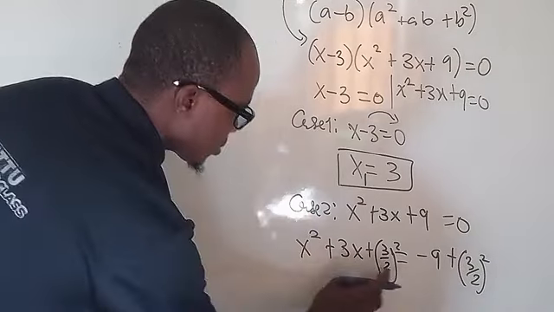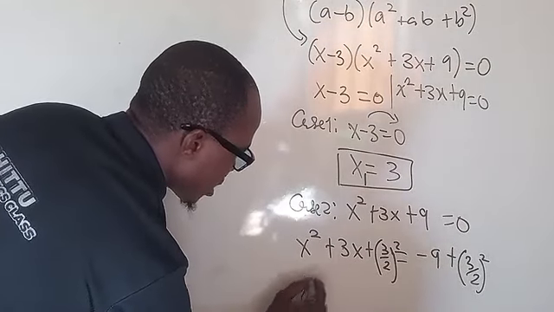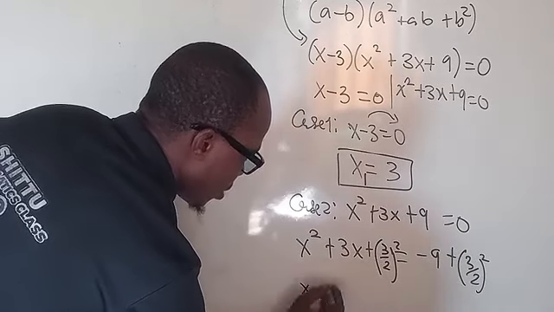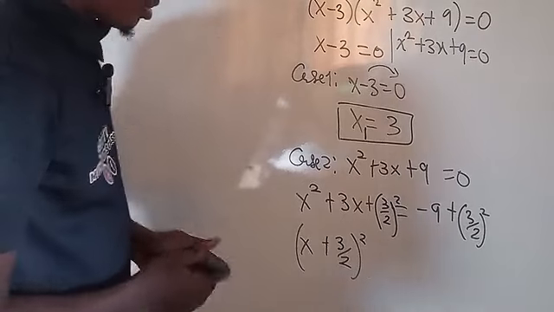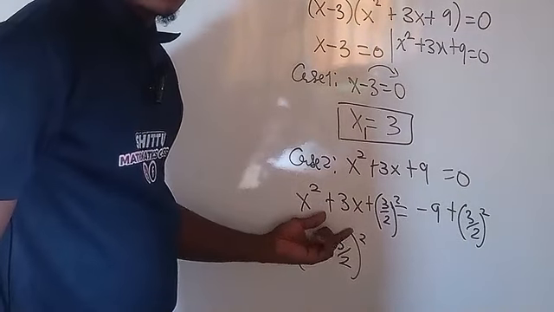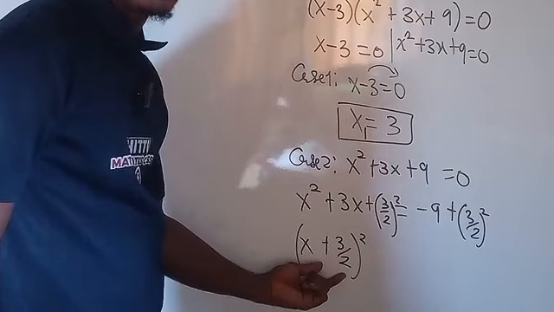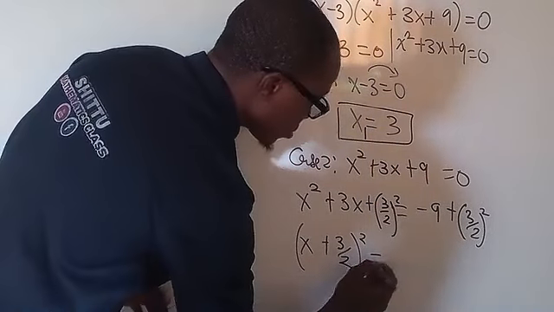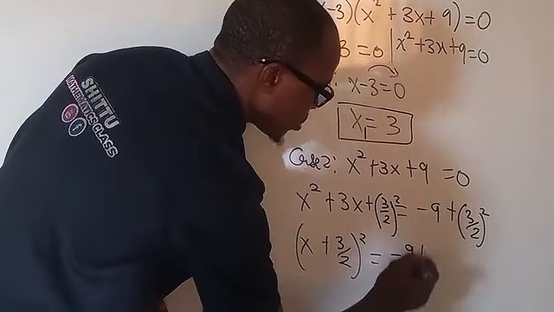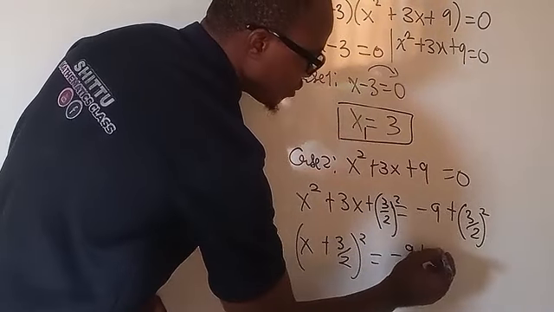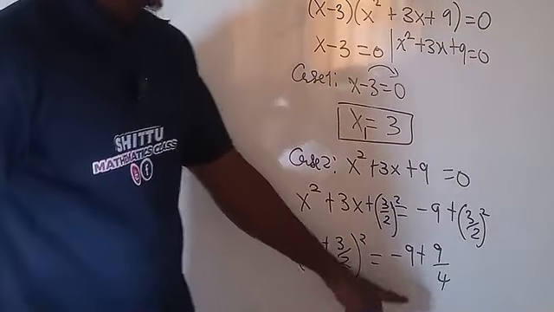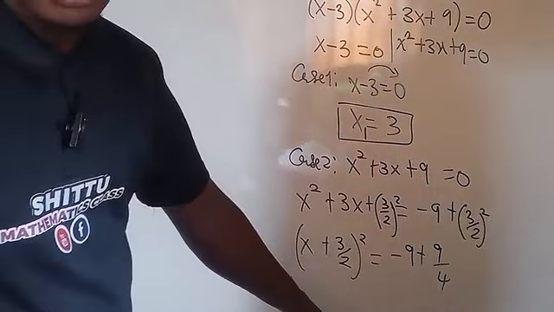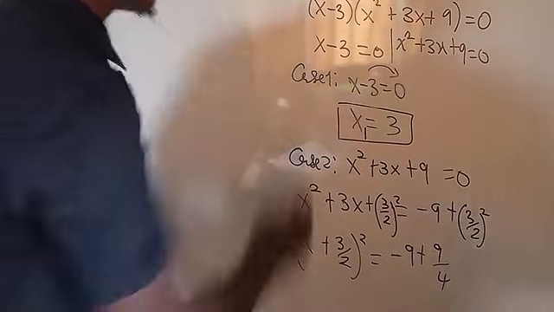So now from there, we can see that we have x plus 3 over 2 all squared, because this is already a perfect square, so we're going to have it like this in factor form. Then equals, here we have minus 9 plus, squaring this, we have 9, squaring this, we have 4. Are you getting it now? So from there, let's see how we can take this one.